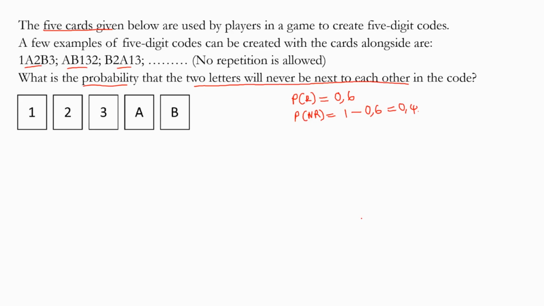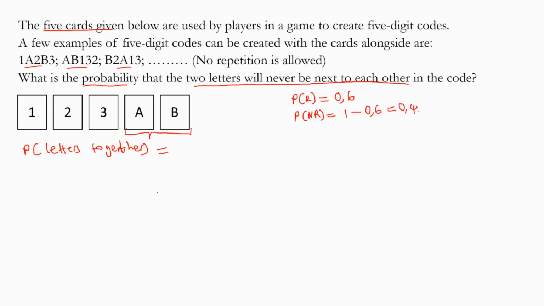So now we'll find the probability when the letters are next to each other, and then to find the probability that the two letters will never be next to each other, we subtract that probability from 1. Let's say the probability of letters together. We're saying these are moving together now. They become a unit.